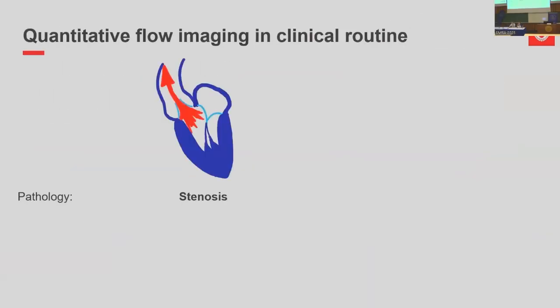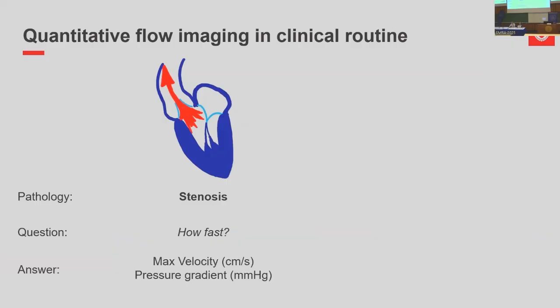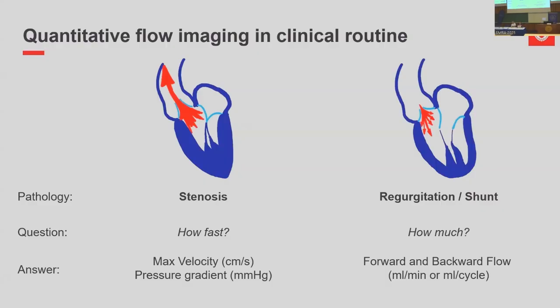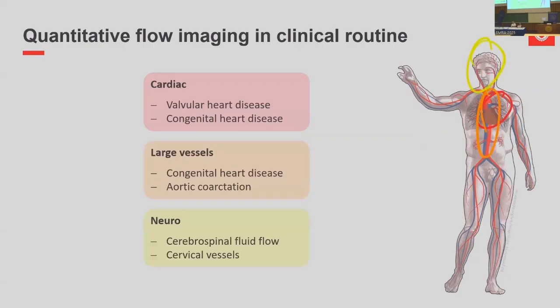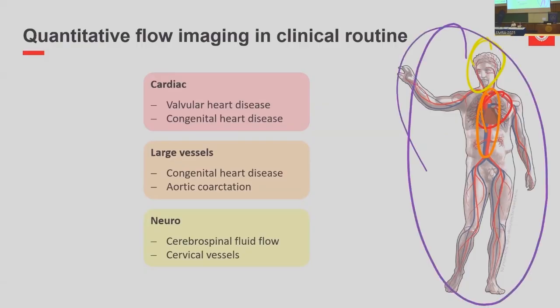When you look at the spectrum of flow imaging, the clinical questions can be broken down to two simple ones. On the one hand, is there a stenosis? In other words, how fast is the blood flow? And on the other hand, there's the question of regurgitation or shunt. In other words, how much blood is flowing in which direction? These questions are being asked for the heart, for the large vessels, for cervical and intracranial vessels, and even cerebrospinal fluid flow. Eventually, I think we can answer them almost in the whole body.